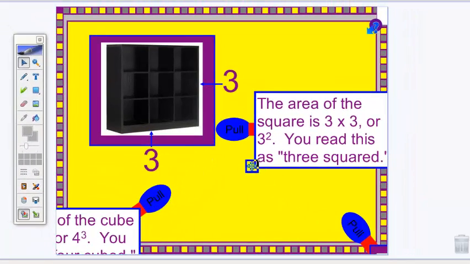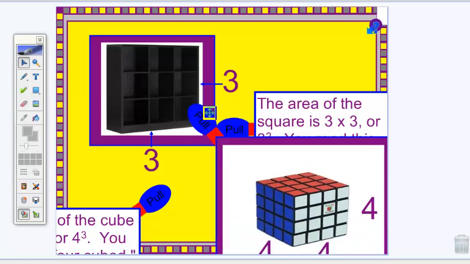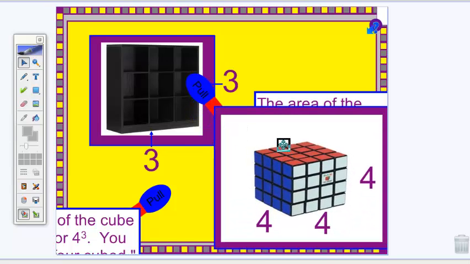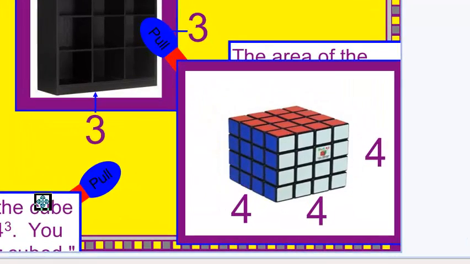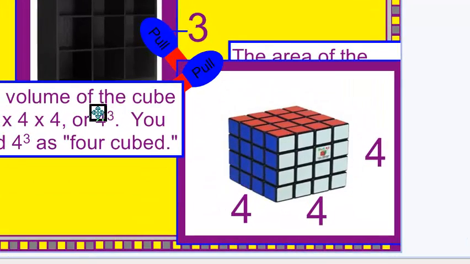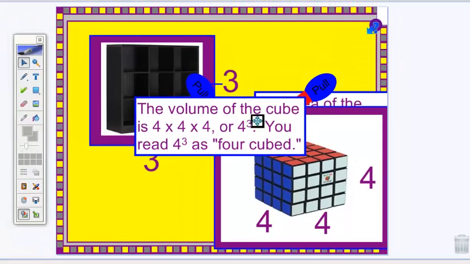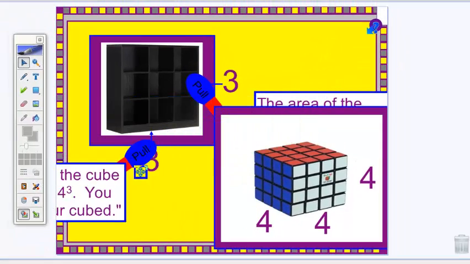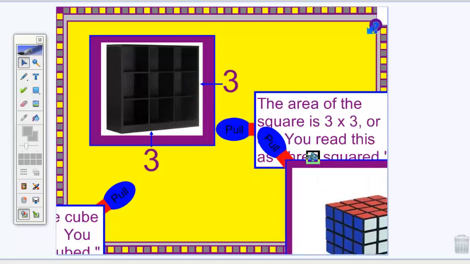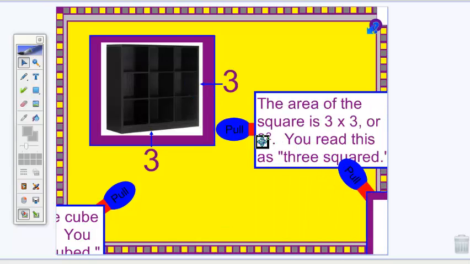Here's another one. Here we have a cube. Remember, a cube is 3D. The cube is 4 by 4 by 4, the length, the width, and the height. To find the volume of the cube, we say 4 times 4 times 4, or 4 cubed. Whenever we see the little 3 as the power, we read it as cubed, and whenever we see the little 2 on top as the power, we say squared.